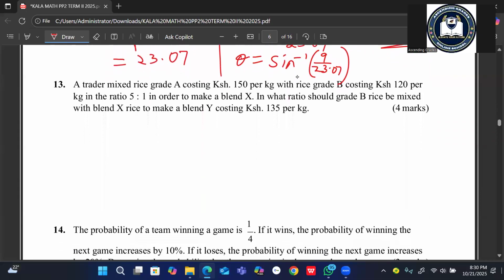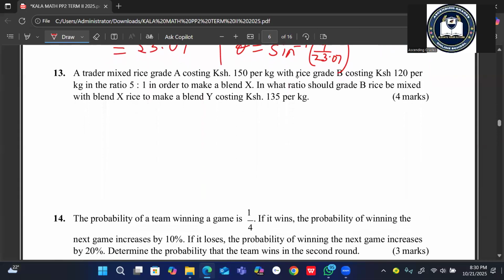Go to number 13. A trader mixed rice grade A costing 150 shillings per kg with rice grade B costing 120 shillings per kg in the ratio 5:1 in order to make a blend X. In what ratio should grade B rice be mixed with blend X rice to make a blend Y costing 135 shillings per kg? So that one, we have to calculate how much the blend costs.